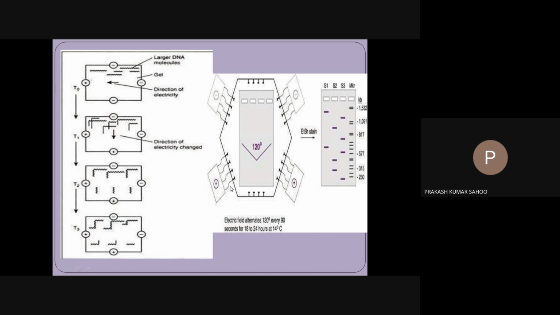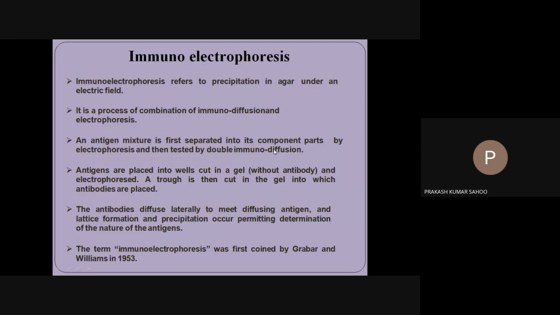This is pulsed field, so different pulsed electric fields are applied. Just see here, there are two cathodes and two anodes at a 120 degree angle. The electric field alternates at 120 degrees every 90 seconds for 18 to 20 hours at 14 degrees centigrade. So this is just a different setup for your pulsed field electrophoresis.